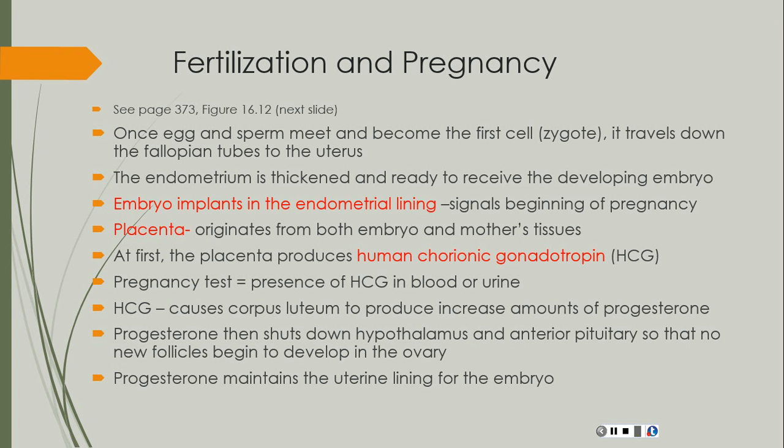And at first, the placenta produces this very interesting hormone called the human chorionic gonadotropin hormone, or HCG. And this HCG is what the pregnancy test picks up in the blood or the urine. So if there's a placenta being developed, it produces a hormone. If one takes a pregnancy test from the blood or the urine, it's detecting whether or not this hormone HCG is present.